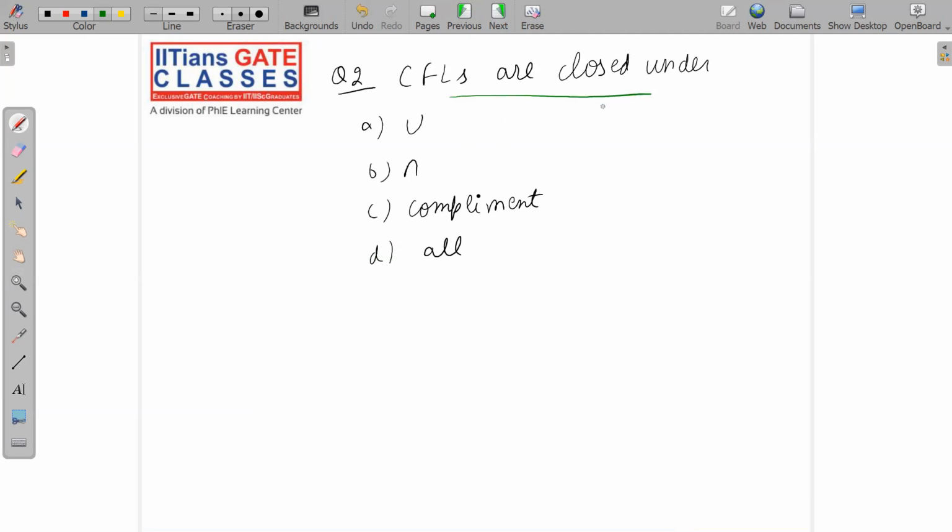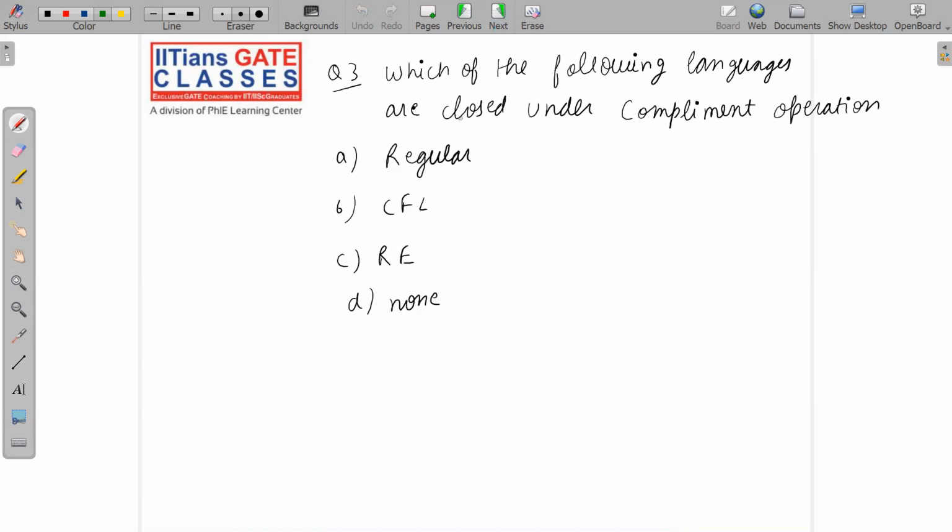Next, CFLs are closed under: union, intersection, complement, all. So it is closed under union. It is not closed under intersection. It is not closed under complement. Okay, so obviously all is the wrong option. So union is the correct option. Direct questions, okay, direct questions we are seeing. Now, which of the following languages are closed under complement operation?